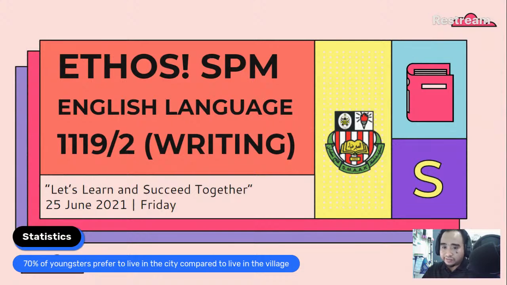you are not given a graph unless the stimulus is given in a graph. Okay, dia bagi graph as a stimulus, so you can analyze the graph and then you say 70% of yada yada prefer to live in the village. So that is if the stimulus is in a graph form, so that you can have the correct statistics. Unless you don't have the graph, you can create statistics, or maybe based on your own readings, you boleh masukkan statistics.